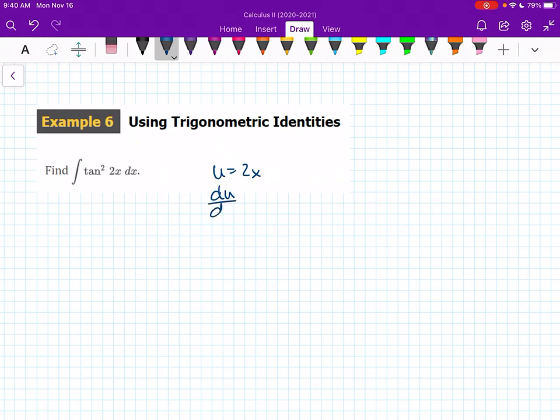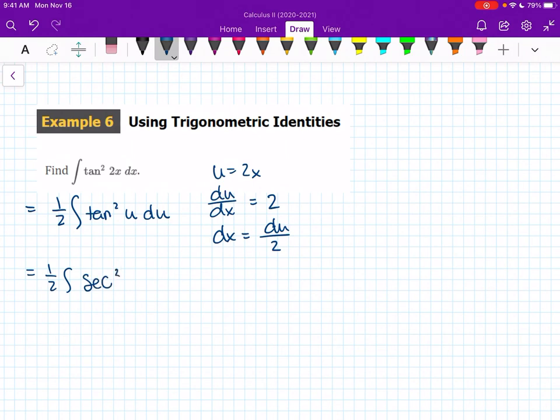So then I have du dx equal to 2. So dx equals du divided by 2. So now I have that this is the same thing as the integral of 1/2 tangent squared of u du. And we have our trig identities like sine squared plus cosine squared equals 1. We also have that tangent squared is the same thing as secant squared minus 1. So I'm going to use that identity and say, hey, this is the same thing as secant squared of u minus 1 du. Oops, secant u, not x.